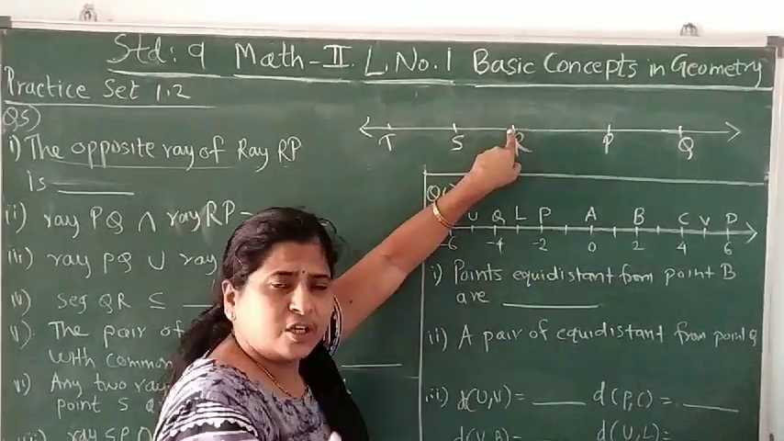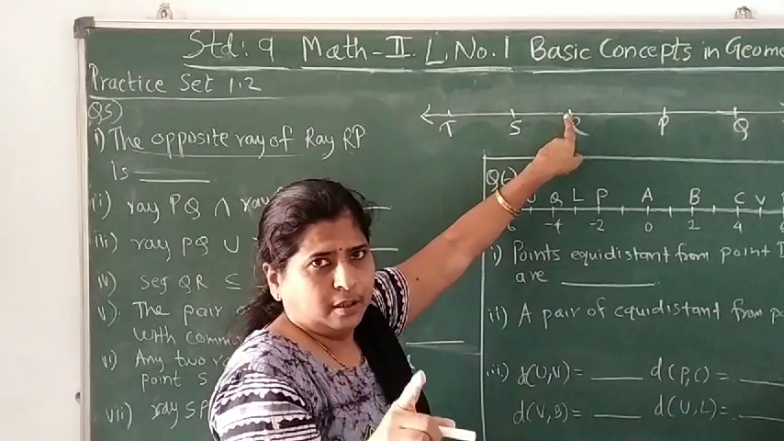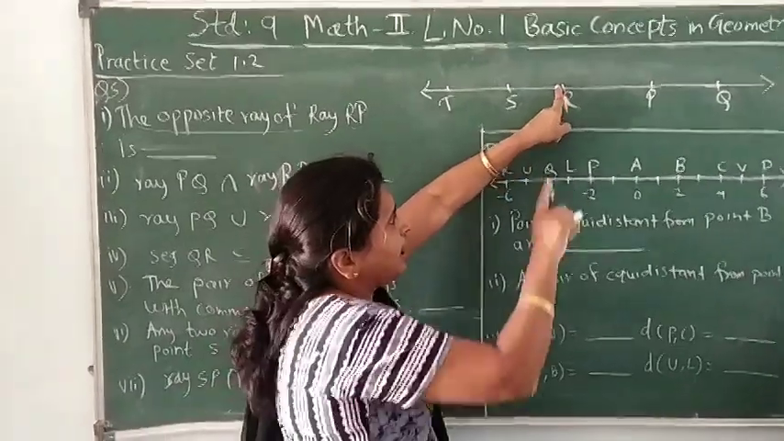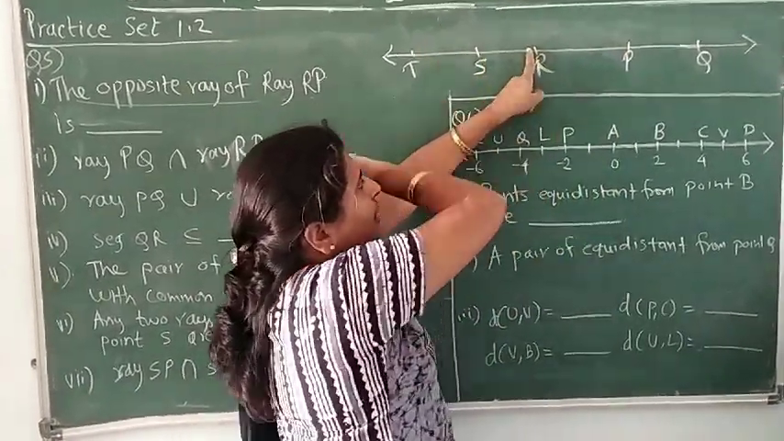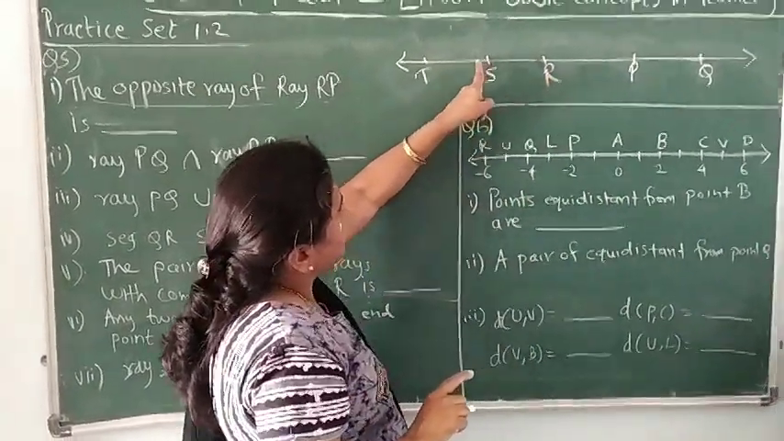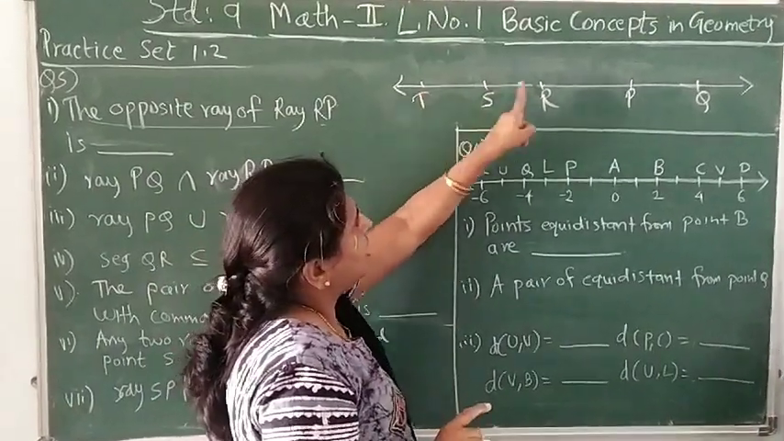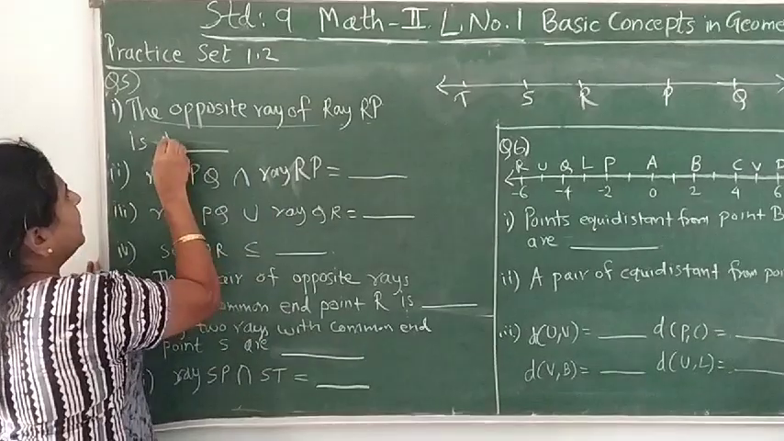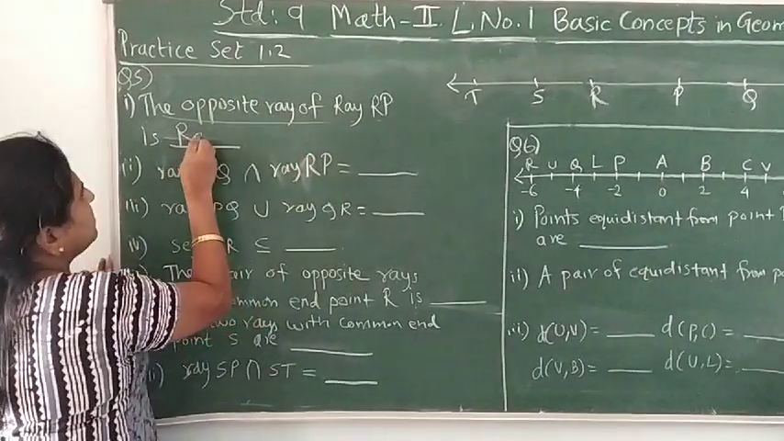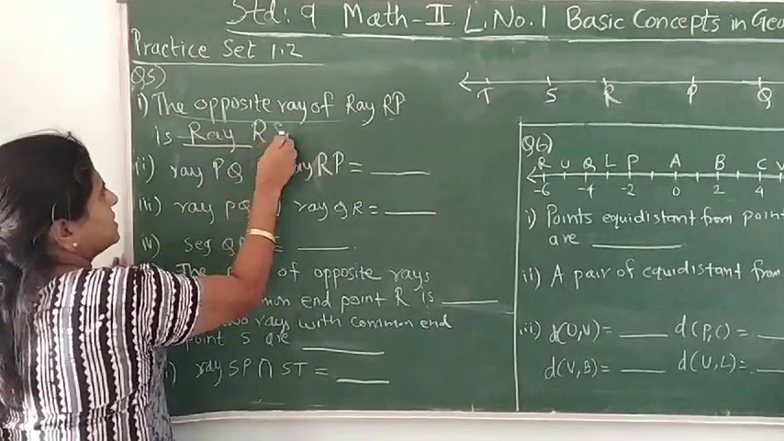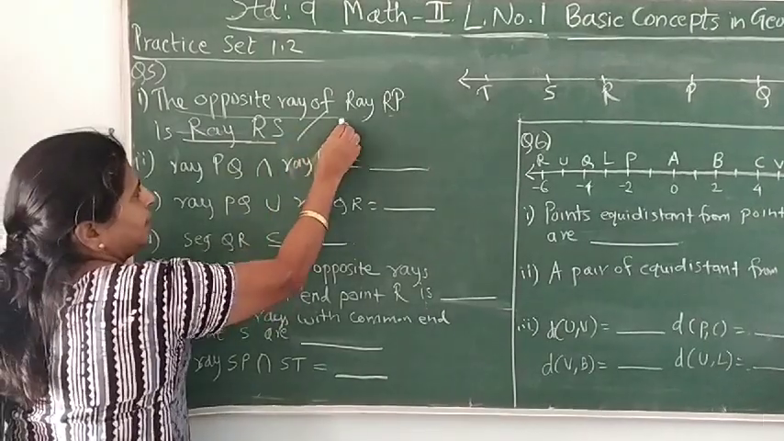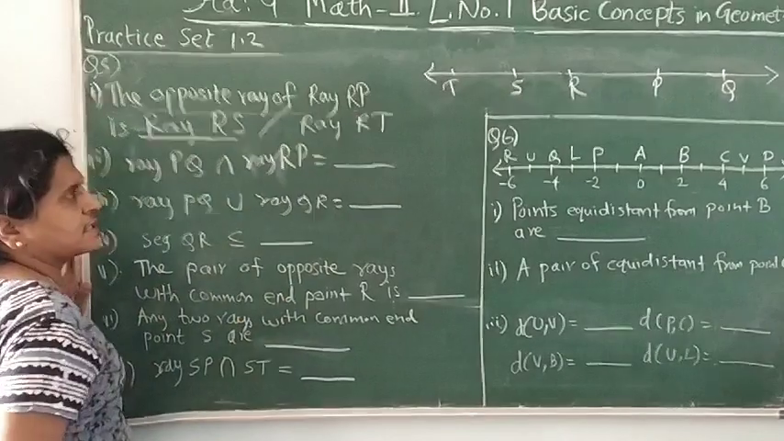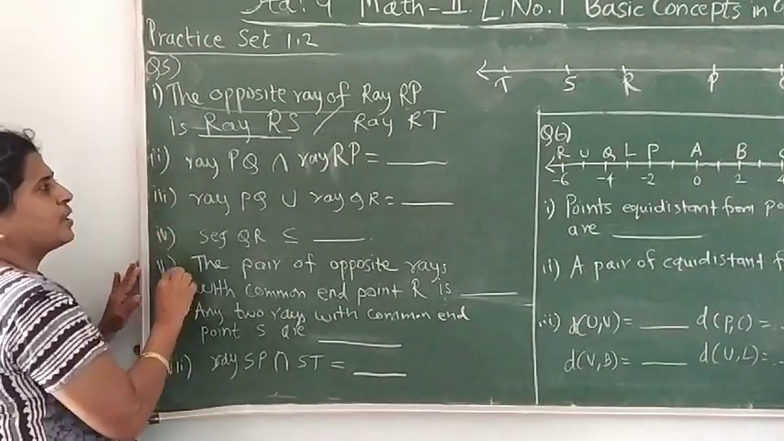So the opposite ray should start with the same point R, but it should go in the opposite direction. Now if RP is on the right side, we should go to the left. So starting with R, we can choose either point S or T, any one of these. So the opposite ray of ray RP is ray RS. Another correct answer is ray RT also. Any one of these.